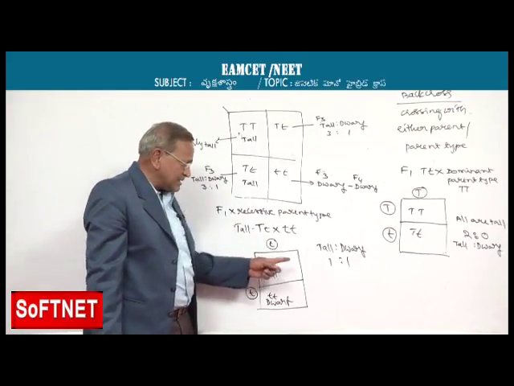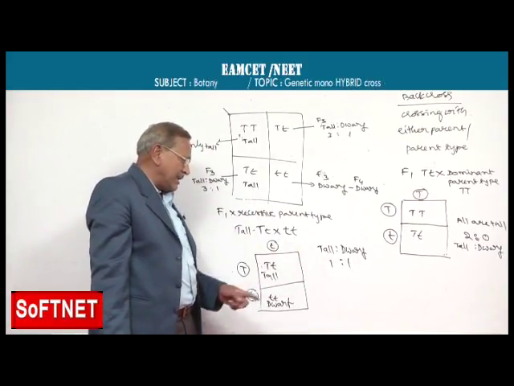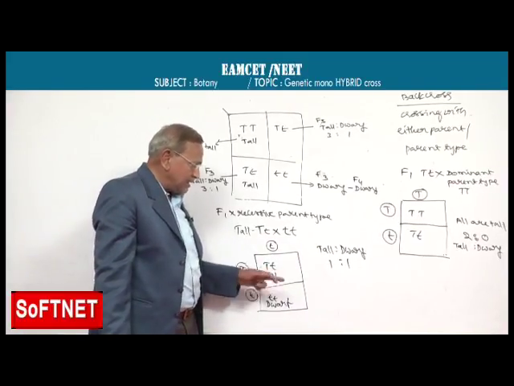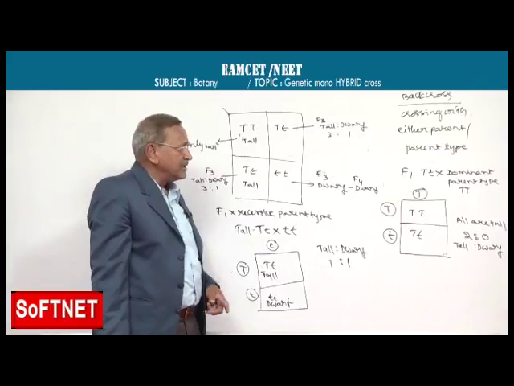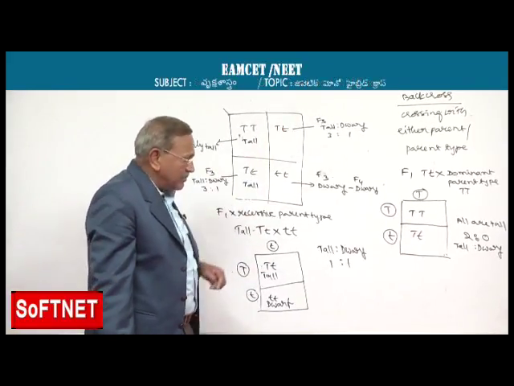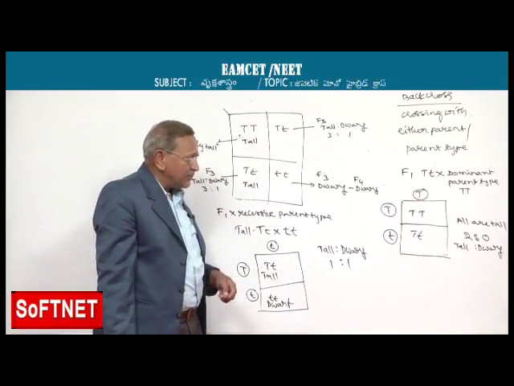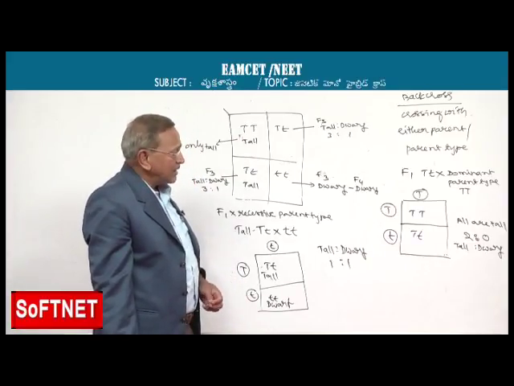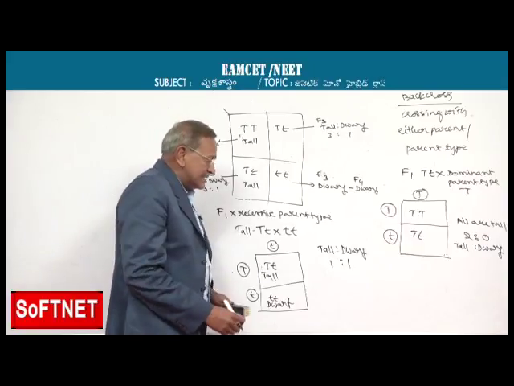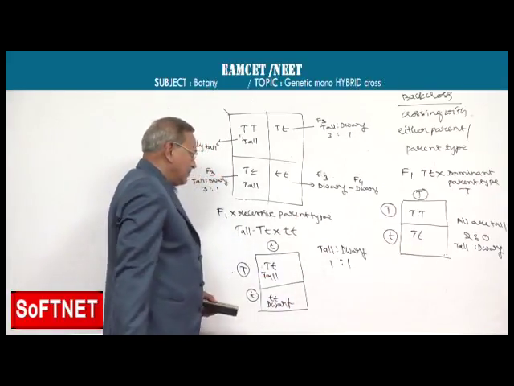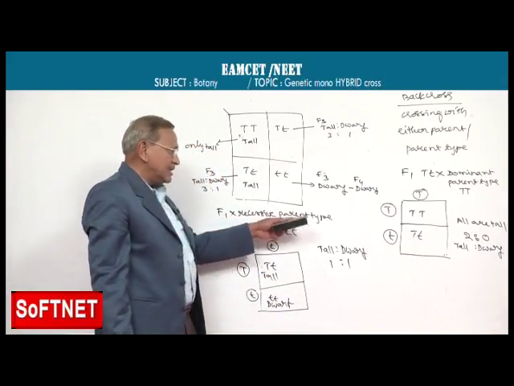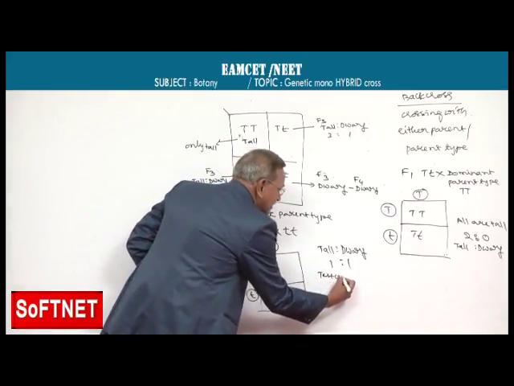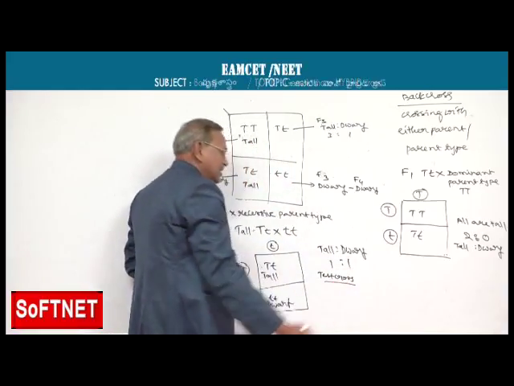In case of this particular backcross, we have equal numbers: half of the progeny will be tall, the remaining half will be dwarf. Whereas in the other type of backcross with the dominant type of parent, all progeny are tall, there is no dwarf progeny. What is this particular kind of cross with a recessive parent? This is normally called a test cross. This is also a backcross.